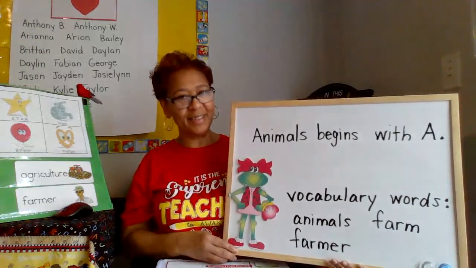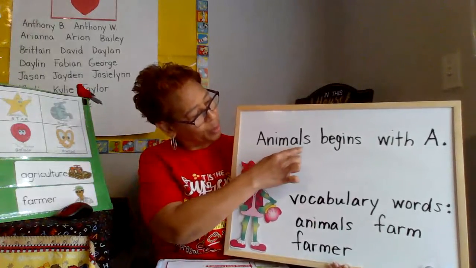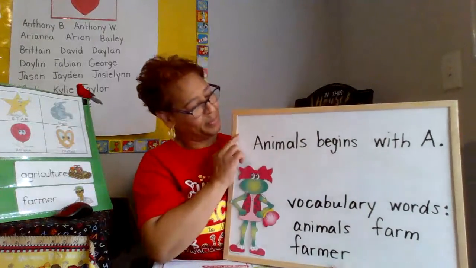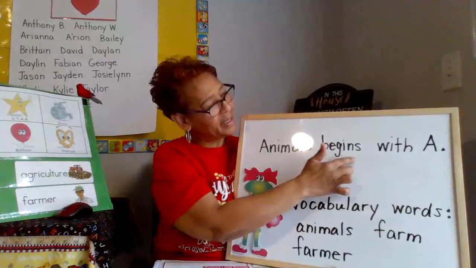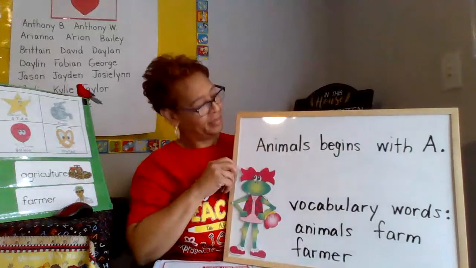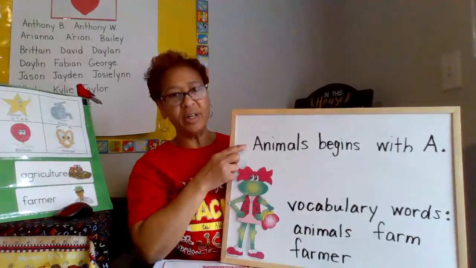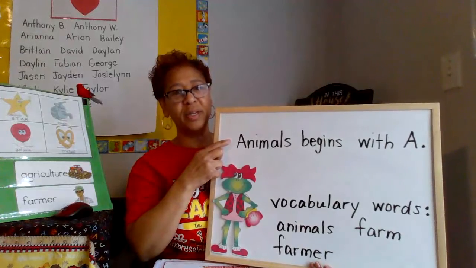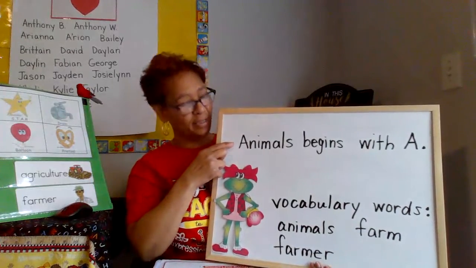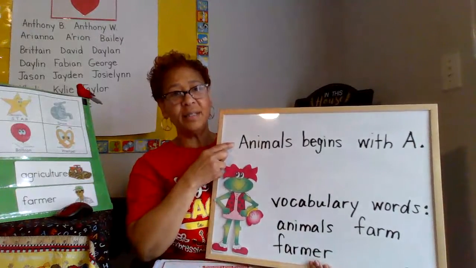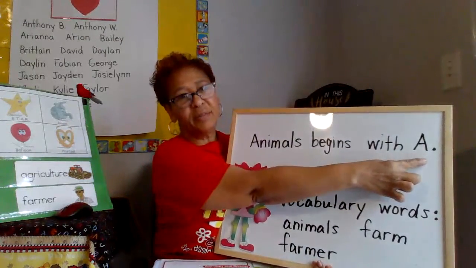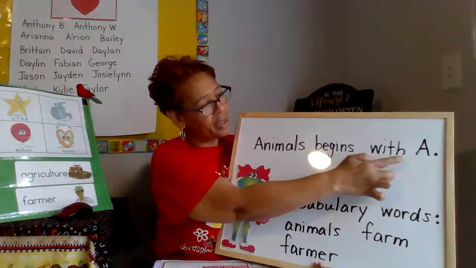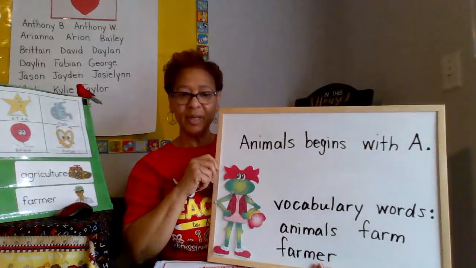Let's take a look at this sentence I have here. Animals begins with the letter A. This is my sentence. I started it off with a capital A. Remember, when we write our sentences, we always start with a capital letter or an uppercase letter at the beginning. When it's a telling sentence, it ends with a period. So this sentence again says, animals begins with A.